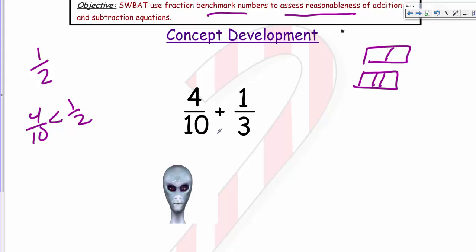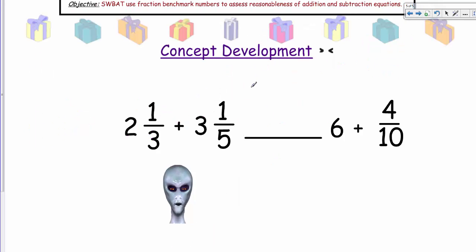Then the question becomes, is this answer going to be more than 1? No, not going to be more than 1, because both of these are less than 1/2. So it can't be more than 1. Will it be less than 1/2? Well, looking at 4/10, just 1/10 more is going to make it exactly half. So 1/3 is definitely going to make this greater than 1/2. So this expression will be greater than 1/2, however this expression will be less than 1. Seem pretty simple? That's all we're doing right now. All mental math, my friends.